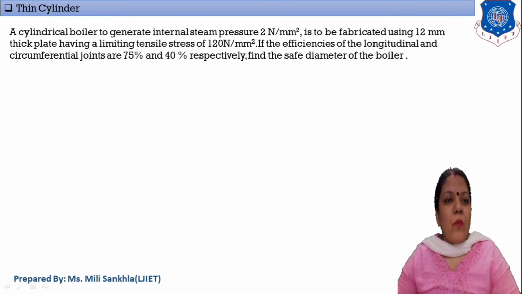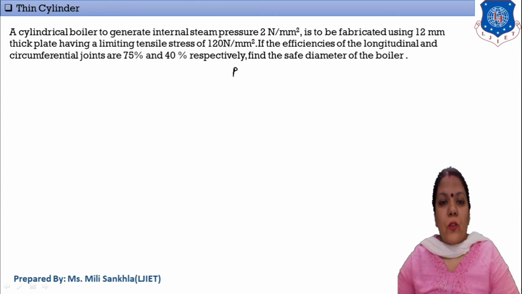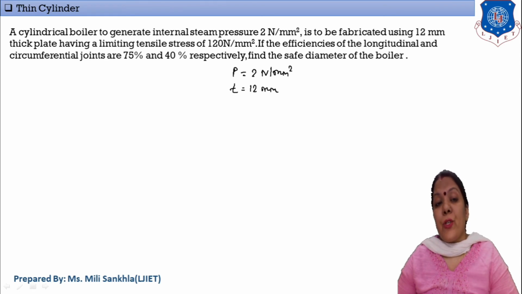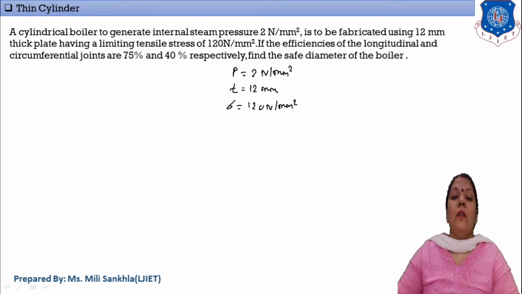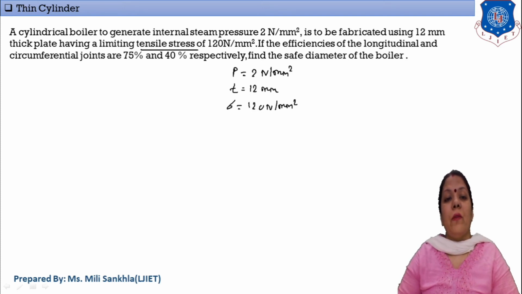Read: a cylindrical boiler to generate internal steam pressure P is equal to, write down the data also, P is equal to 2 Newton per mm square, and fabricated using T is equal to 12 mm. Right here, 12 mm. Now the plate has a limiting tensile stress. Here tensile stress is given, sigma is equal to 120 Newton per mm square. In this example only one tensile stress is given. That means this is a thin cylinder. If one tensile stress is given, that means here sigma C and sigma L are both equal.